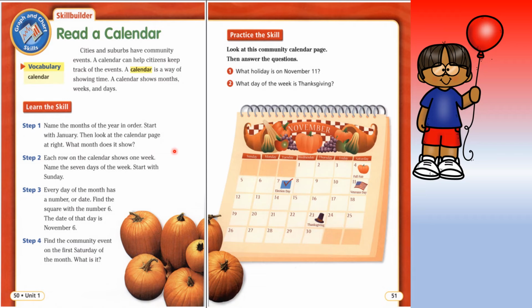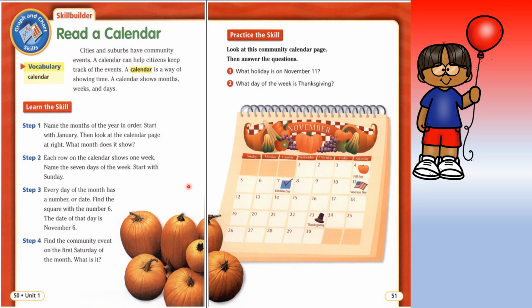Start with January, then look at the calendar page at the right. What month does it show? All right, let's start. January, February, March, April, May, June, July, August, September, October, November, December. What month does this calendar show, boys and girls? November.